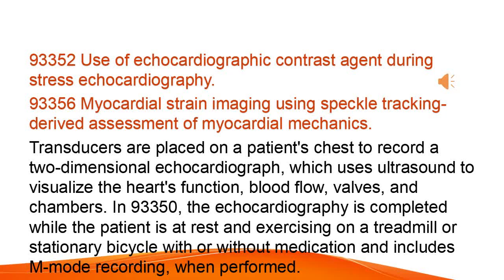Transducers are placed on a patient's chest to record a two-dimensional echocardiograph, which uses ultrasound to visualize the heart's function, blood flow, valves, and chambers. In 93350, the echocardiography is completed while the patient is at rest and exercising on a treadmill or stationary bicycle with or without medication and includes M-mode recording, when performed.